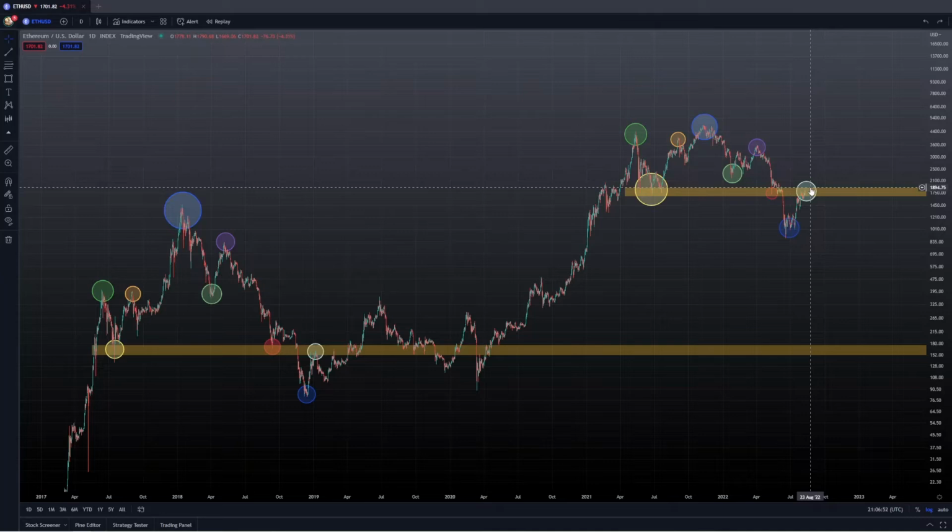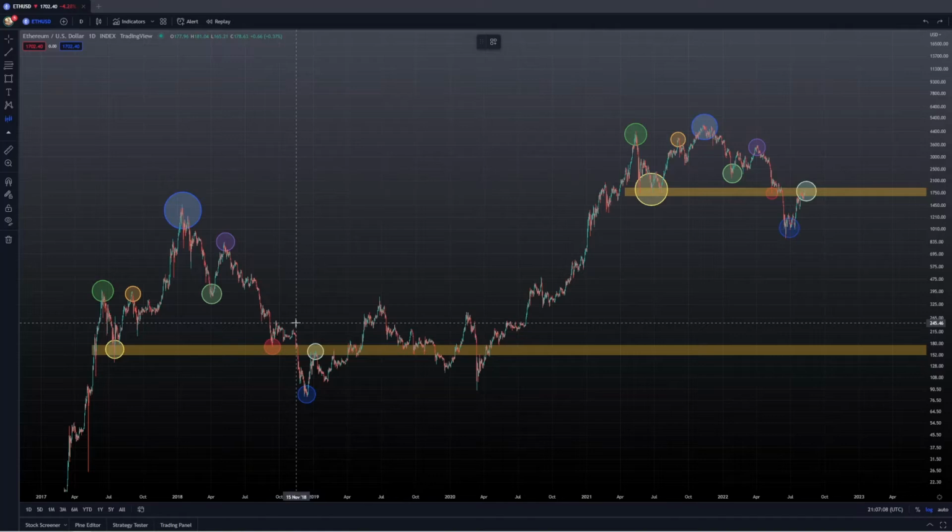Now, obviously, this is just a fractal pattern. We could very well break this structure today and not look back. But one of the things I like to do is just speculate, what if the pattern were to continue? What would that look like if we were to repeat this and then have a similar structure continue?